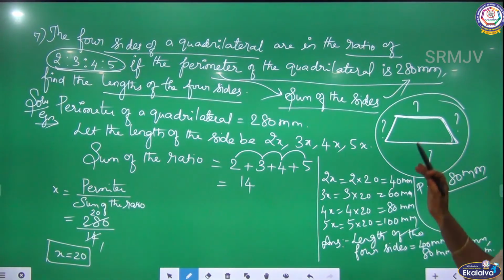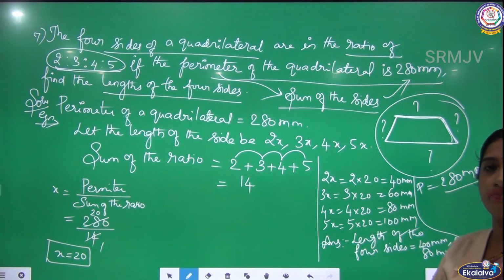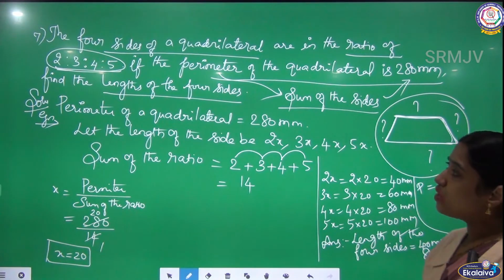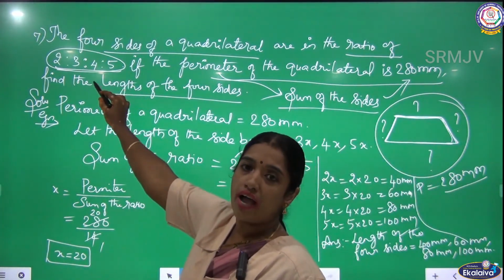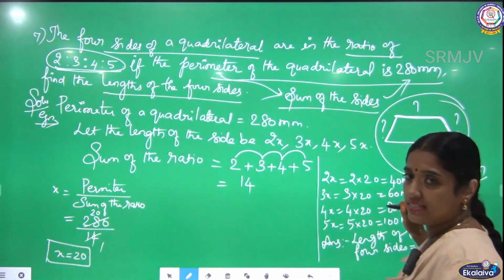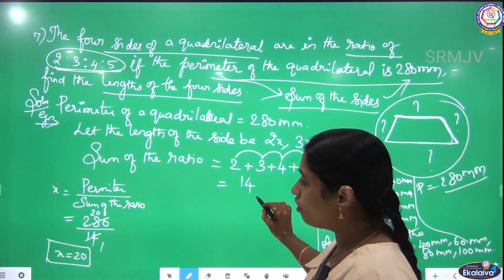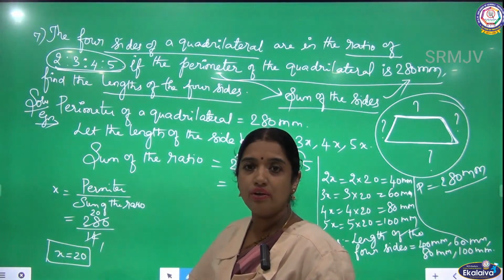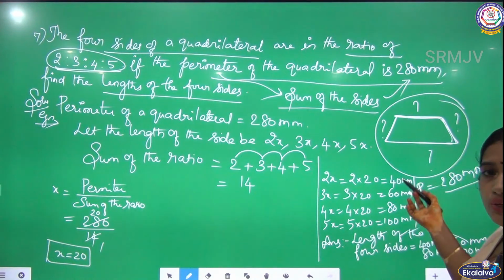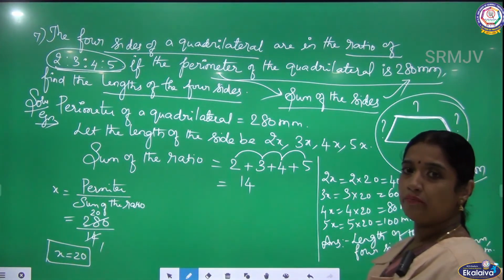They are given the perimeter. Perimeter means the sum of all the sides. But I am going to find each side. With the help of this ratio, I am going to find the measurement of each side. So the sum of the ratio is 14, and find the x value. After finding the x value, substitute here and you can get the length of each side. Can you clear this, children?